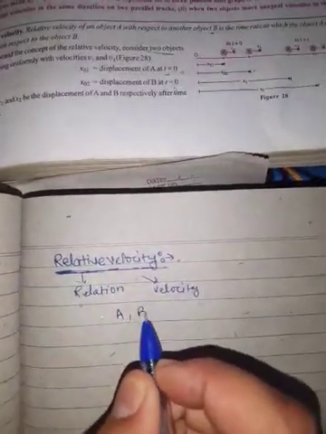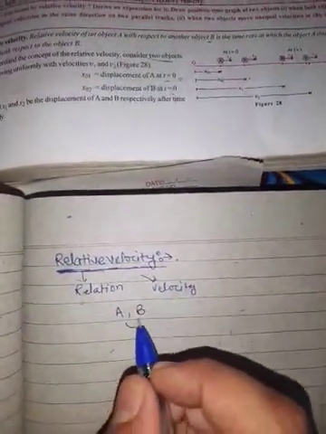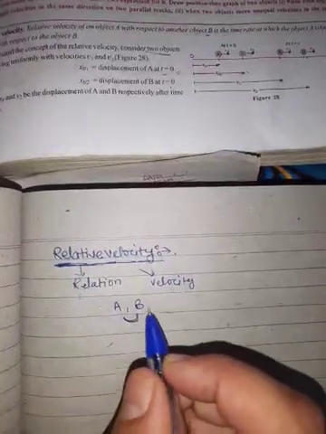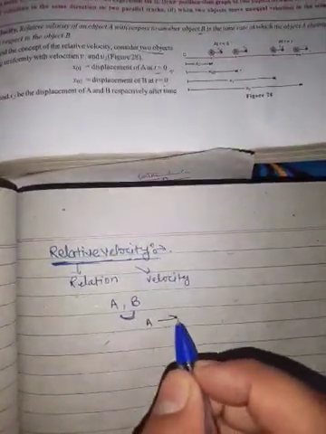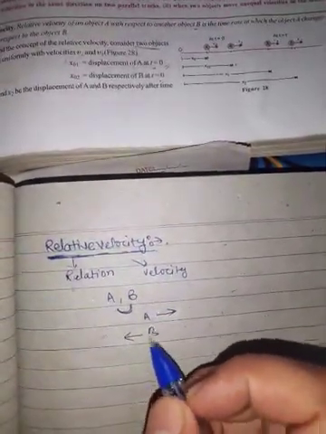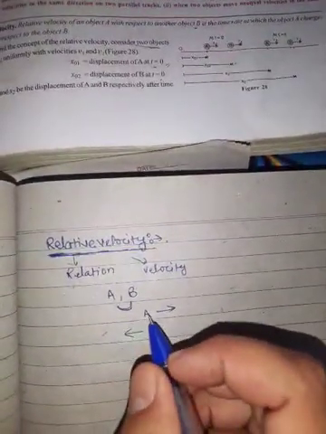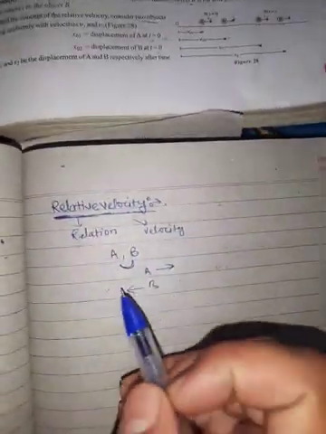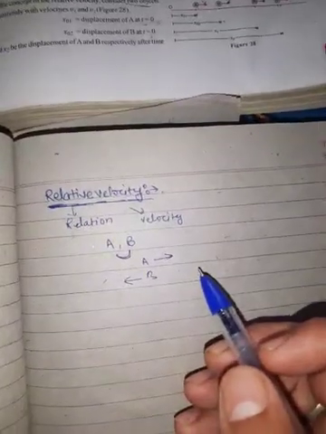We can say we have two bodies, one is A, second is B. So simply we have to compare the velocity of both bodies. A is moving in this direction, B is moving in this direction. Then what is the velocity of A with respect to B, and what is the velocity of B with respect to A? In this topic I will discuss the relation between different velocities.